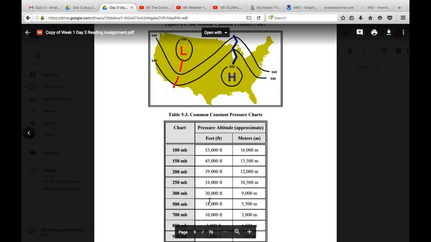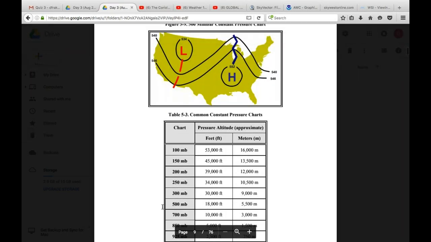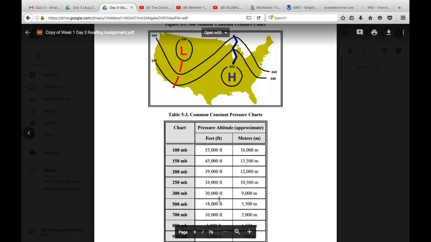So yeah, this 500 millibar, 18,000 feet, that's a big one for us. 300 millibar, 30,000 feet. It's going to be a lot of where we're flying in here with our 700.